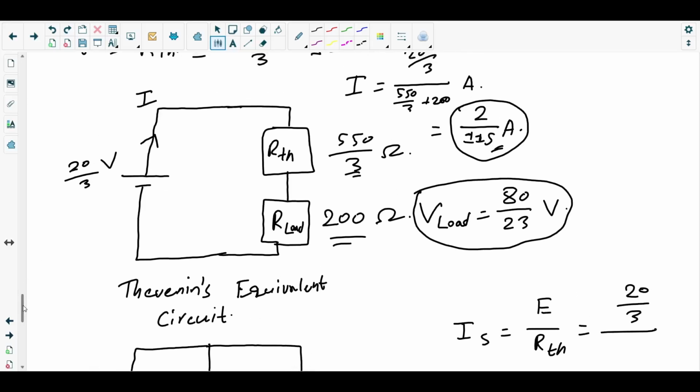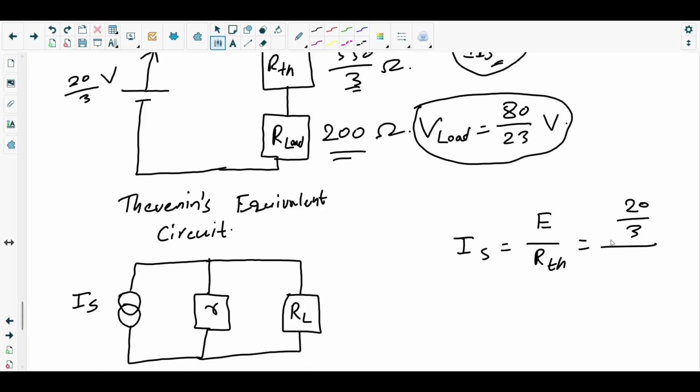So I equals V over R. V is 20 over 3 and resistance is 550 over 3, that much amps. So what would we get? 20 over 3 divided by 550 over 3 is 2 over 55 amps. This is Norton's equivalent current. So we got Norton's equivalent current, 2 over 55 amps.